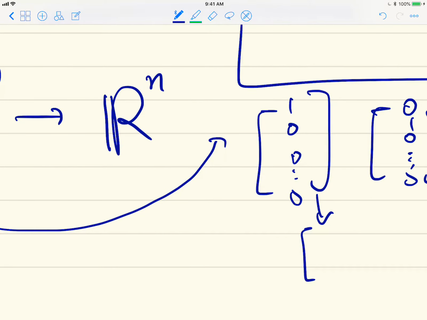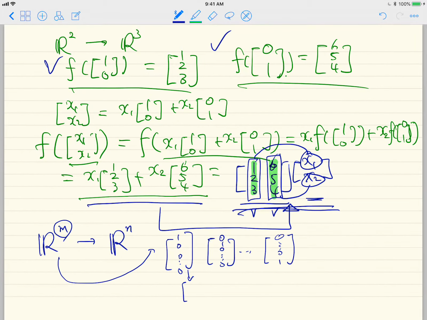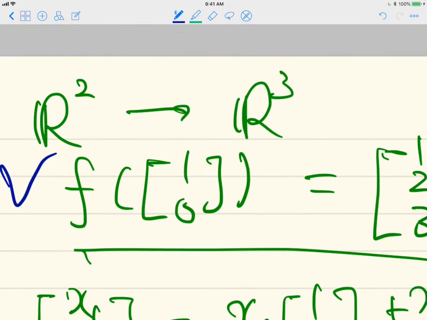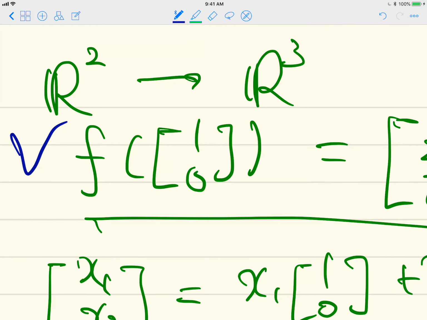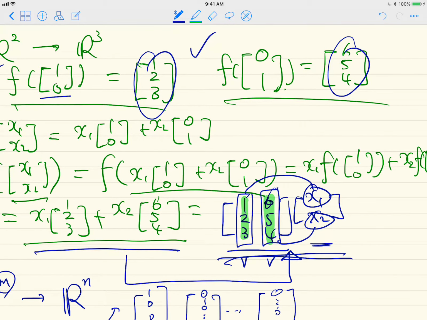N-dimensional vector, right? And we will have m number of n-dimensional vectors, just like this case. So if our domain is two-dimensional and the codomain is three-dimensional, we can form this kind of standard unit vectors, two different unit vectors, and then consider the function output, and that function output forms the columns of our matrix vector product form of our function.